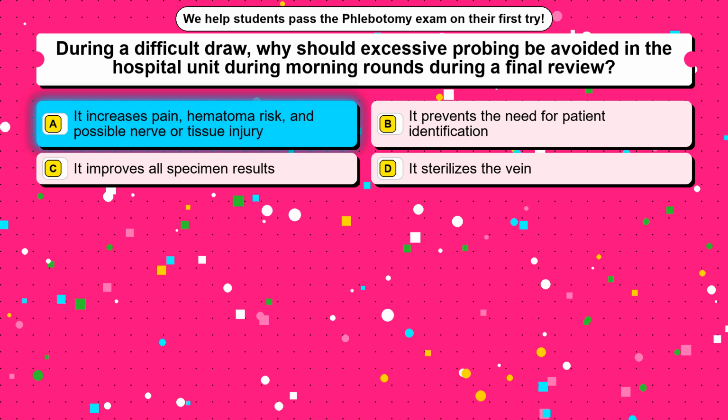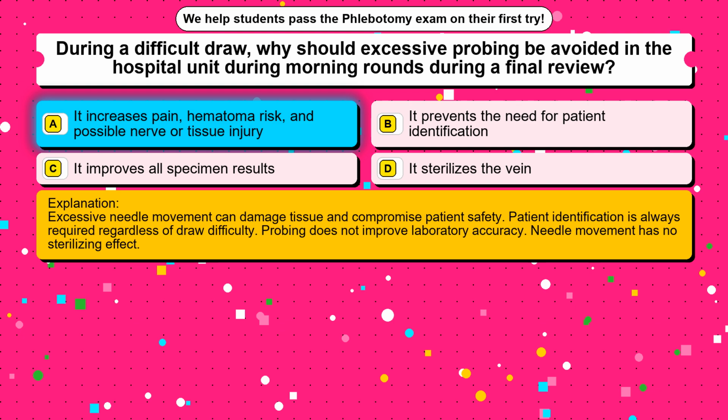It increases pain, hematoma risk, and possible nerve or tissue injury. Excessive needle movement can damage tissue and compromise patient safety. Patient identification is always required regardless of draw difficulty. Probing does not improve laboratory accuracy. Needle movement has no sterilizing effect.